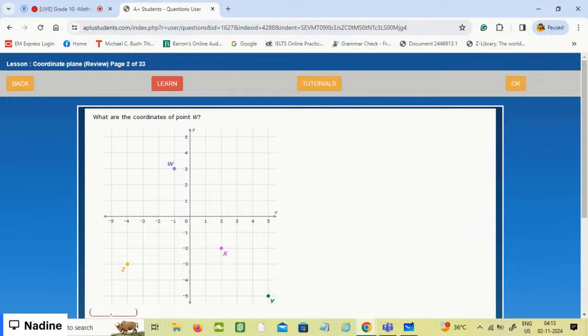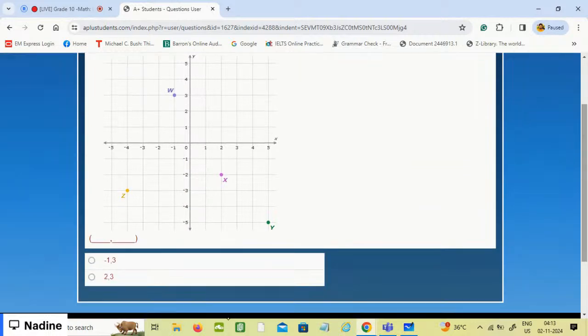What are the coordinates of point W? So which is the correct option? That is -1 and 3. Option number 1 is the correct option.